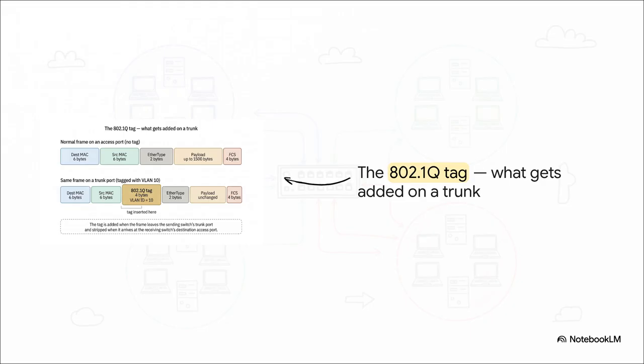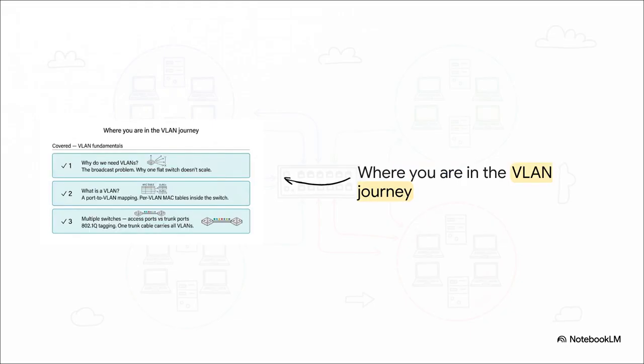When it arrives, switch B reads the tag, says, okay, this belongs to VLAN 10, and then strips the tag completely off. It forwards the now untagged frame to the destination IT PC. Those end devices, they never even knew the tag existed. So let's just quickly recap this awesome journey we've been on.